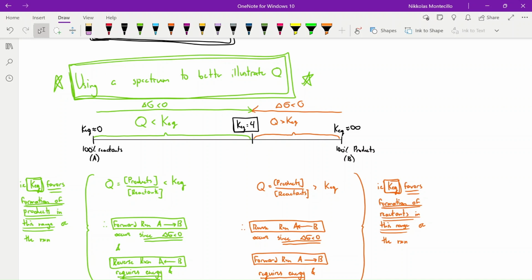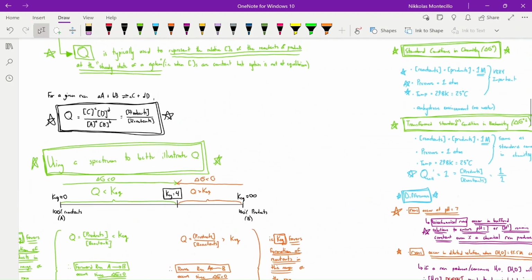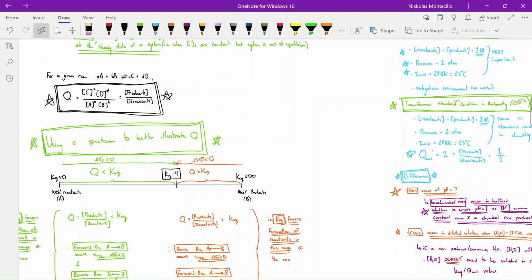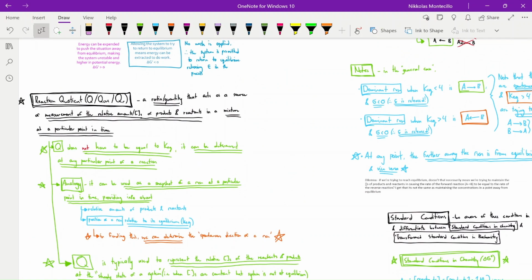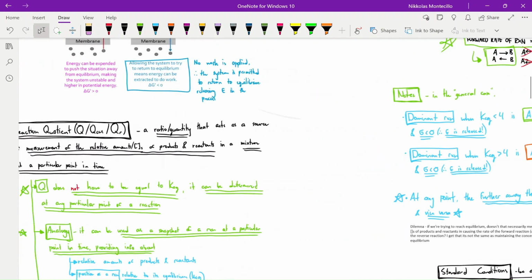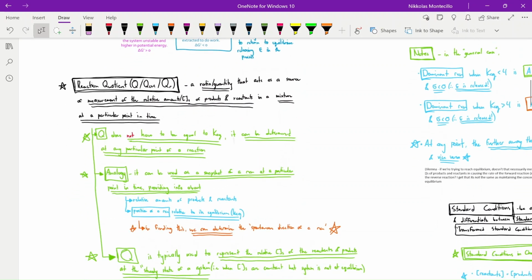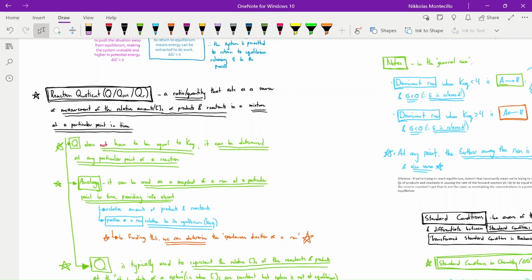What happens here is that Q is just a ratio. I didn't specify that earlier. I overlooked this, but essentially the reaction quotient Q, or Q cell, is a ratio quantity that acts as a measurement of the relative amounts or concentrations of products and reactants in a mixture at a particular point in time.